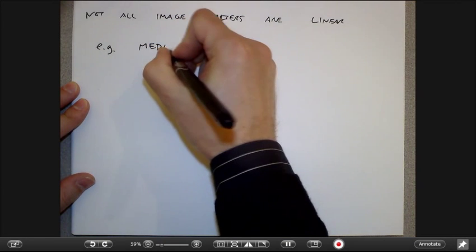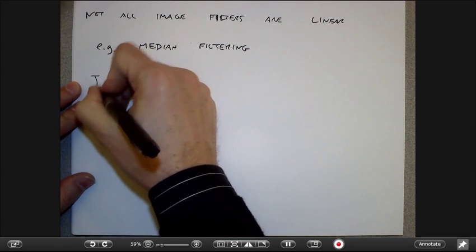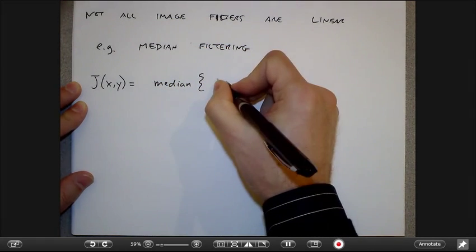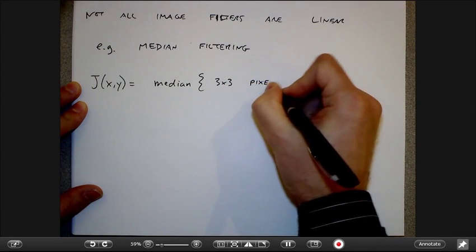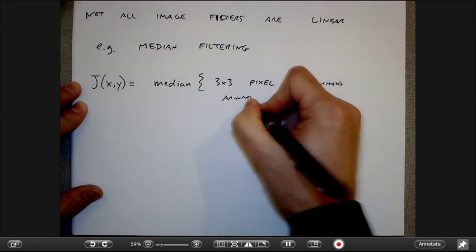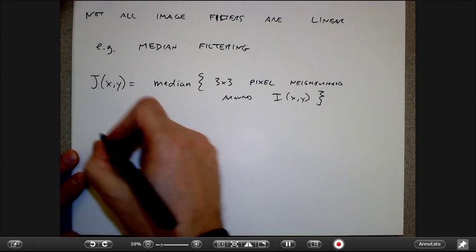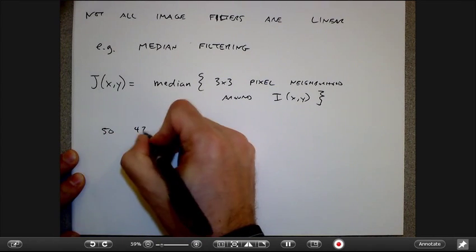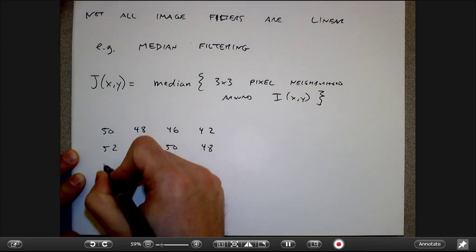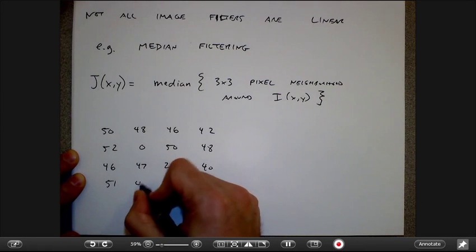So a good example of that is called median filtering. The idea is that my output pixel is the median of, for example, the 3x3 pixel neighborhood around where I am. And so why is this good? Well, let's suppose I have an image that looks like this. So these are just grayscale intensities.